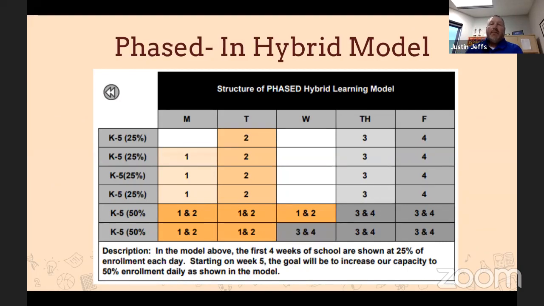So the phased in hybrid model. What you're seeing here is the top 4 rows. When it says K-5 25%, that's what the first 4 weeks of school will look like. You'll notice the Monday is blank because we don't go to school on Monday. School starts September 8th, which is a Tuesday, which is why you see the first number there. Students will be identified soon with a number. And so your child will be either a 1, 2, 3, or 4. And based on your child's number, that's the day of school they come to school.